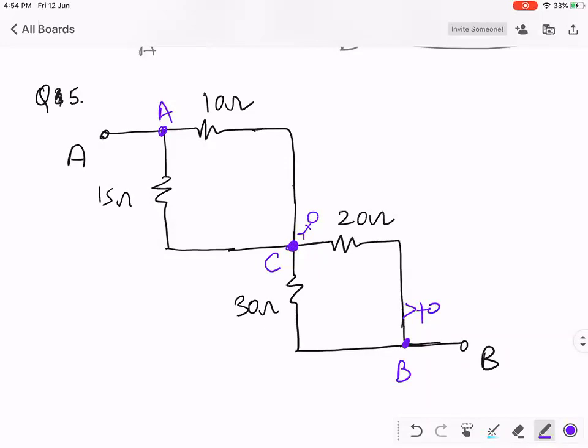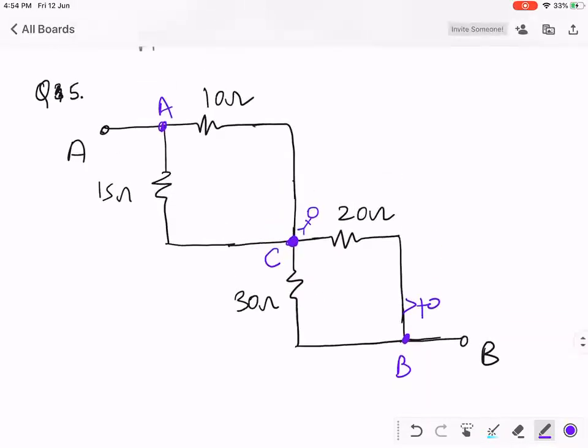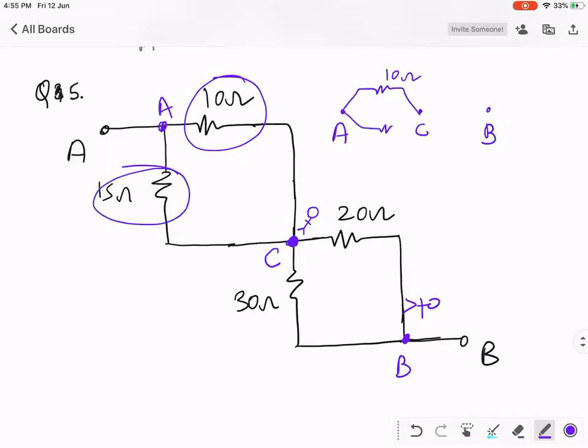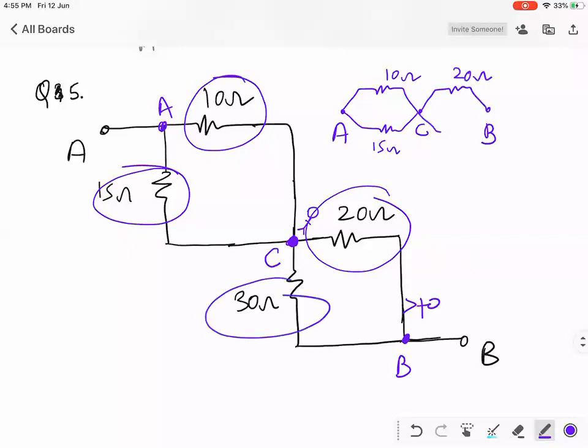Okay, now let's redraw this circuit diagram. This is point A, this is point B, and this is point C, suppose. Now this 10 ohm is between A and C, right? Any doubt? This 15 ohm is between A and C, like this. Now this 20 ohm is between C and B. And this 30 ohm is between C and B. Like this.